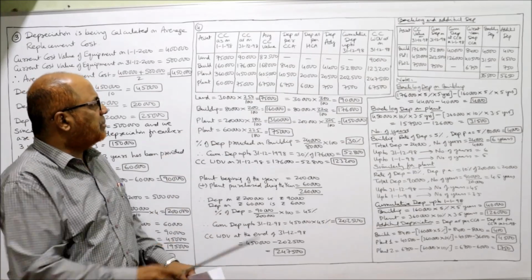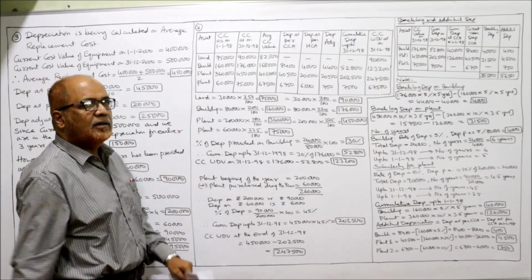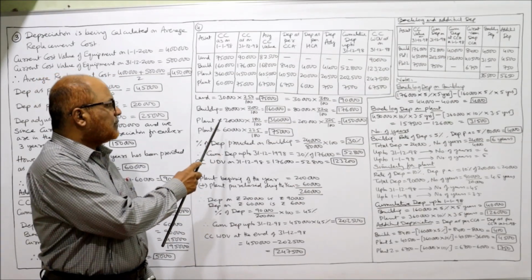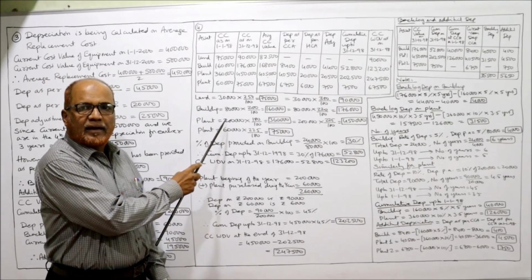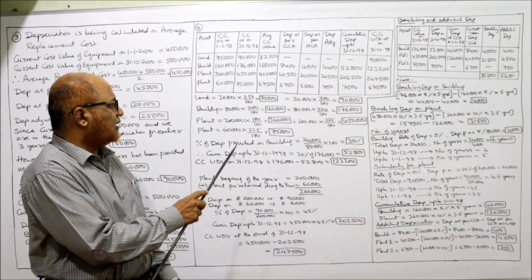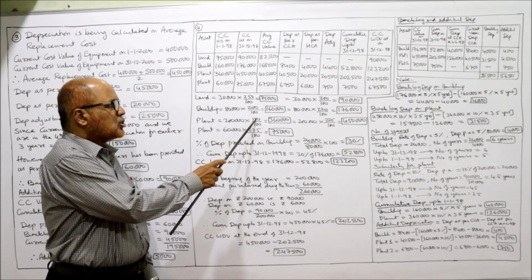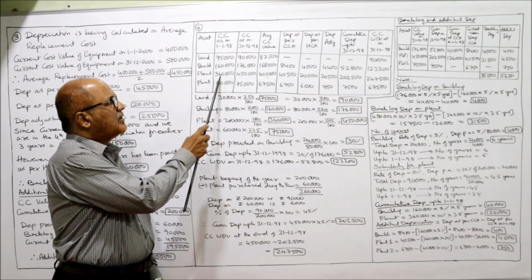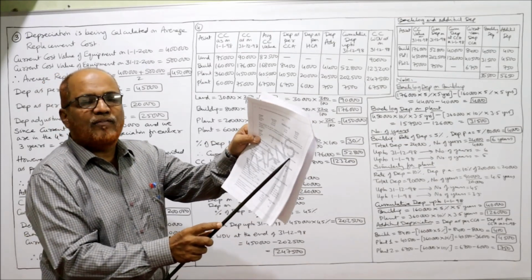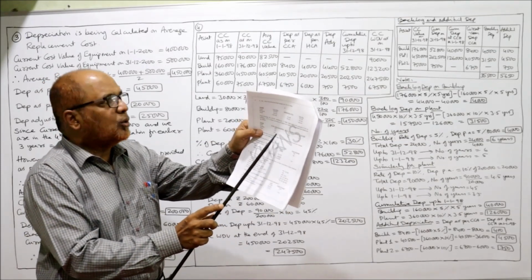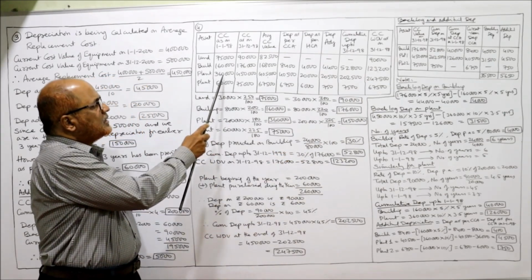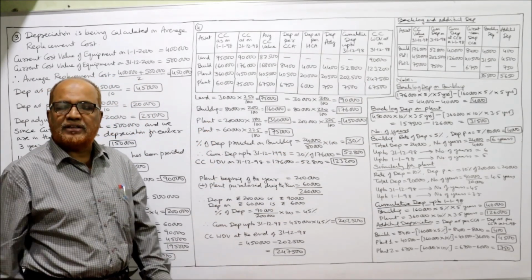This is for building. Now similarly for plant, we have segregated the plant into 2 lakh and 60,000. First I am taking 2 lakh. On 1st January the index number was 180, so 2 lakh into 180 by 100 gives 3,60,000. Same 2 lakh into 225 by 100, the end of the year index number being 225, you will get 4,50,000. So here you can see 3,60,000 and 4,50,000.